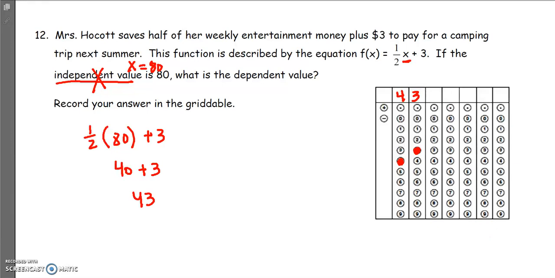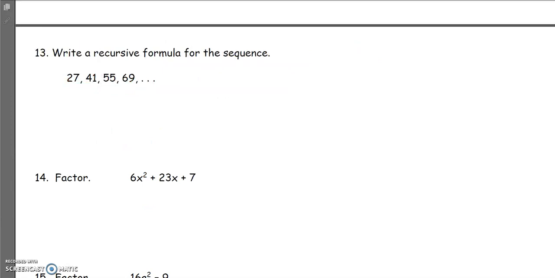Okay, 13 says write a recursive formula for the sequence. So remember, the recursive formula is a sub n equals a sub n minus 1 plus d, where d is the common difference. So really, the only thing I have to find for this is the common difference. So that means I'm finding the difference between each of these.